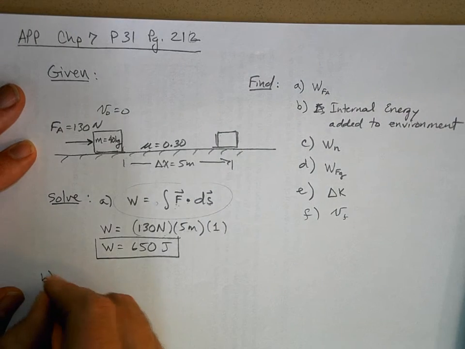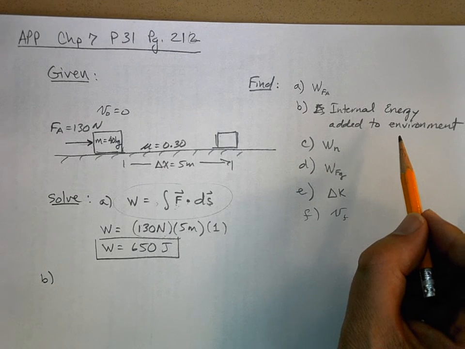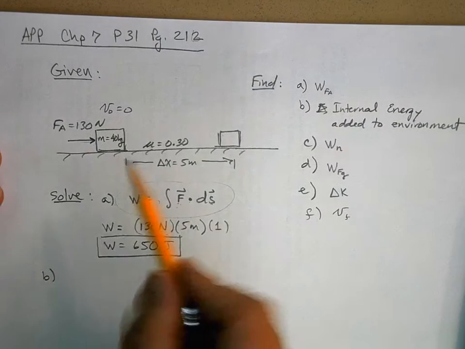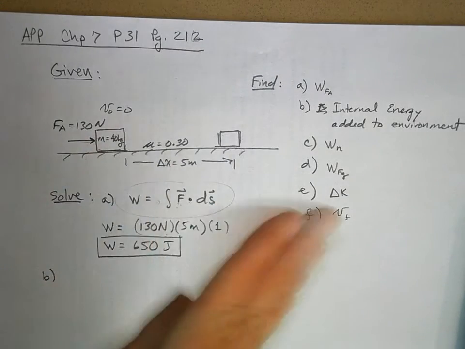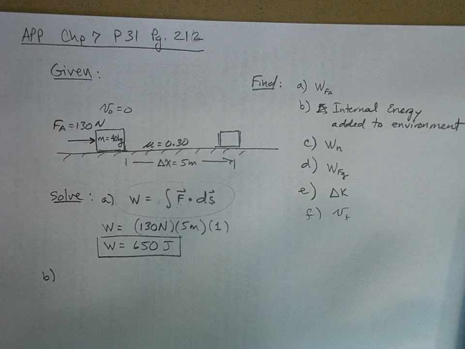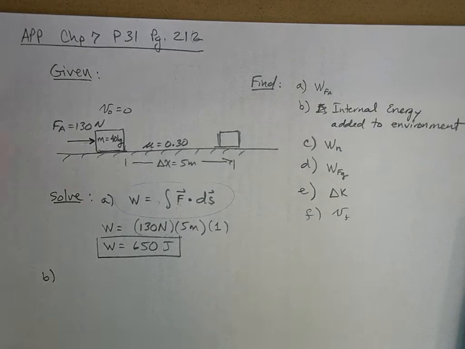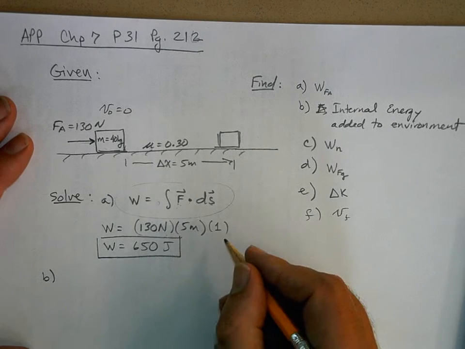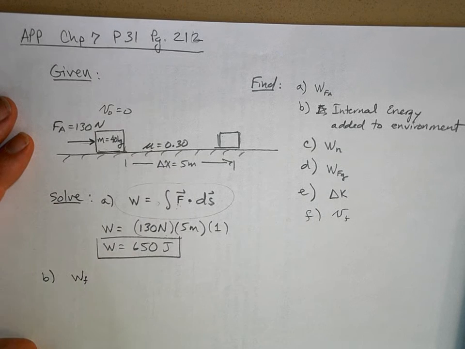Now, for part B, the internal energy added to the environment by friction. Well, that's the work done by friction. As this thing scoots along the horizontal floor, friction is heating up the environment, and that's turning the energy of the system into internal energy, or just the random motion of molecules. The energy is just being dispersed in the environment. We call that internal energy. So we need to find the work done by friction. That's really what it's asking.